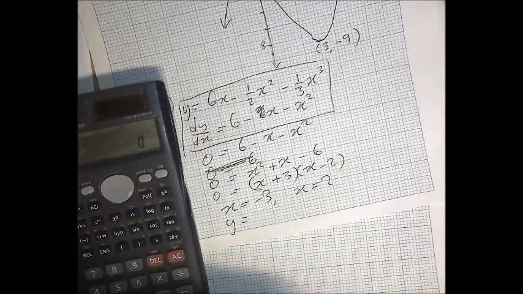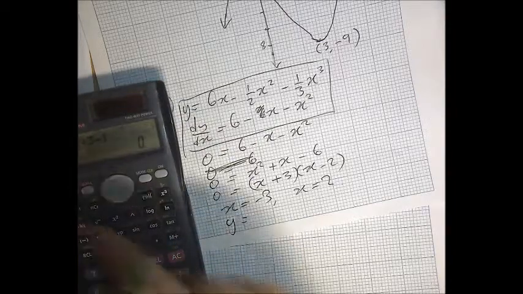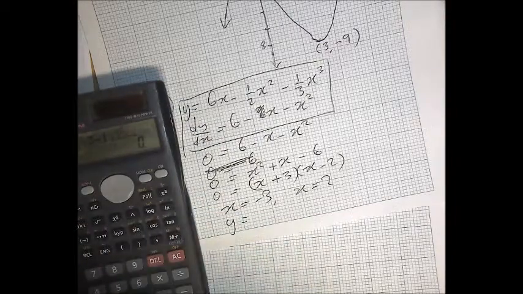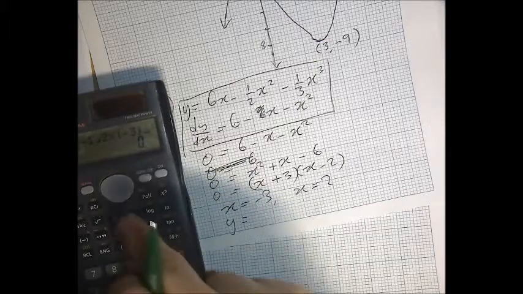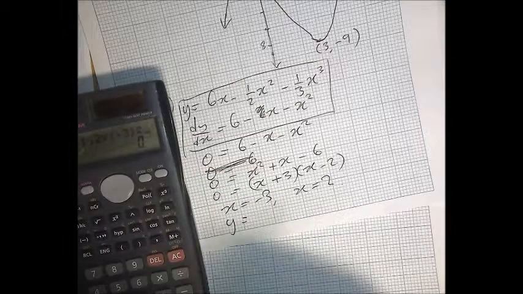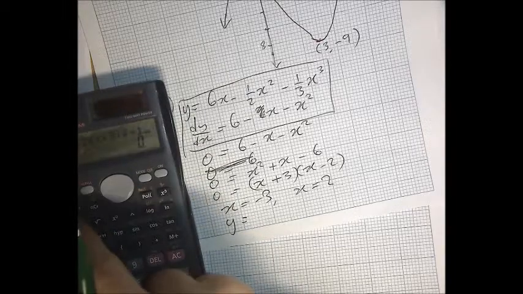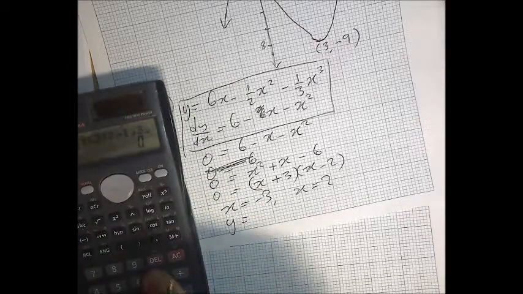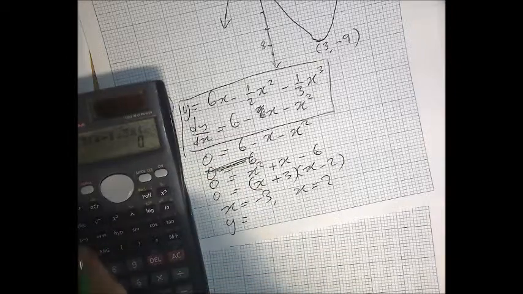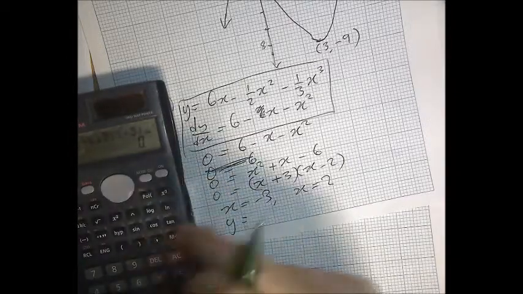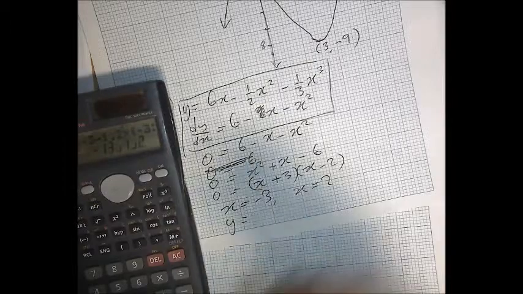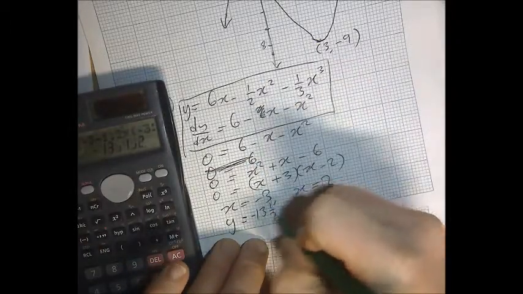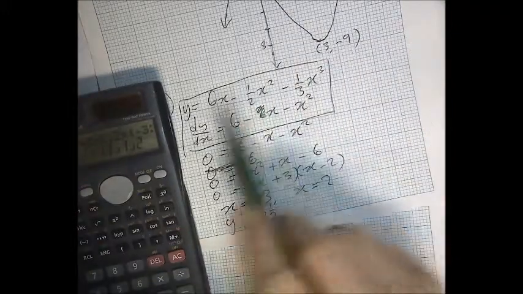6 times negative 3 minus half times negative 3 squared minus a third times negative 3 cubed equals negative 13.5. If x equals 2, that should be easy to work out in my head.